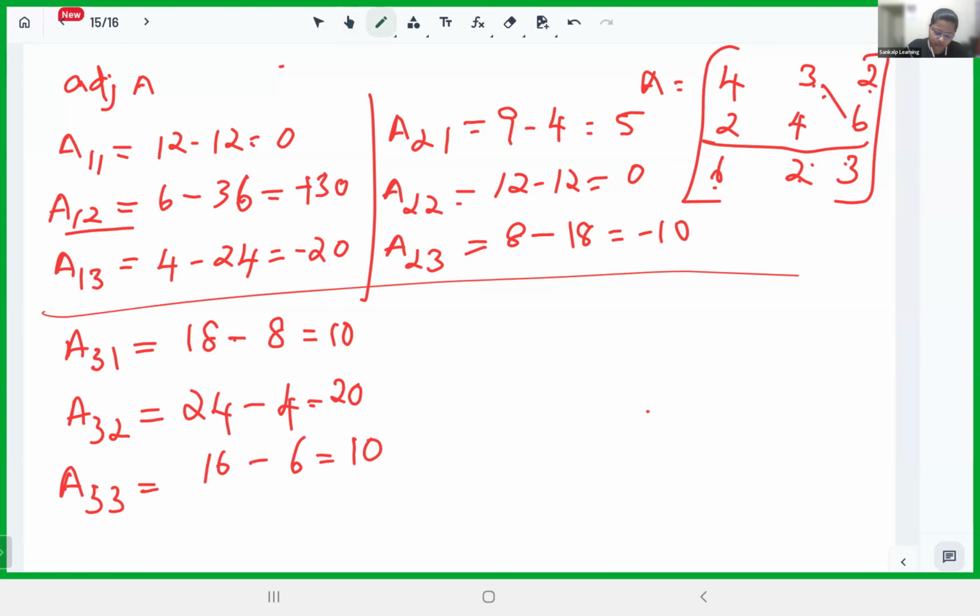You have to change the sign of this one. Then this one also. This is minus 5. This one will become plus 10. This one will become minus 20. Right? Now, how will you write adjoint of matrix A?